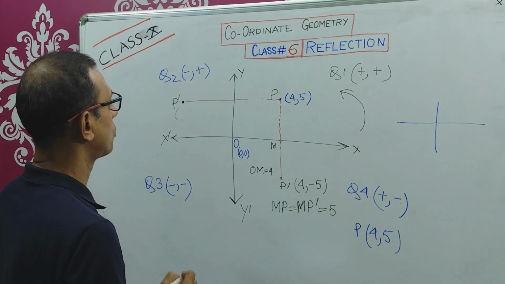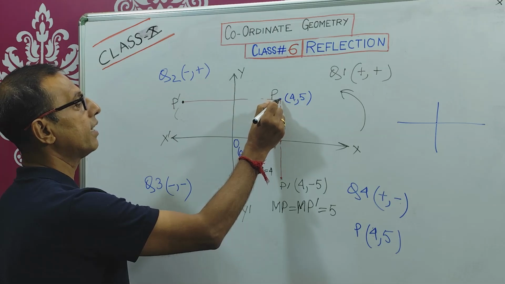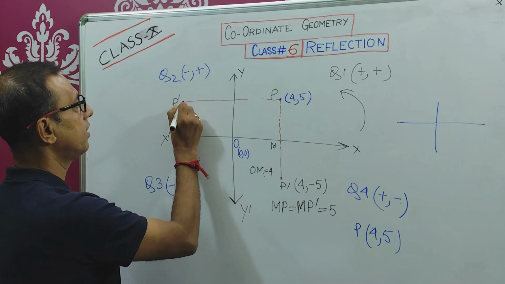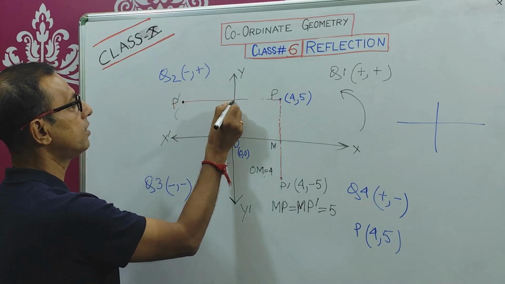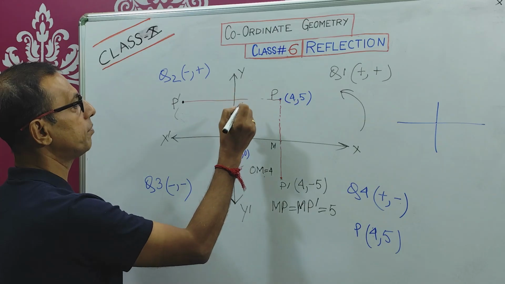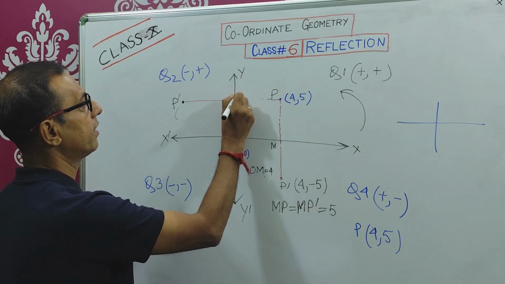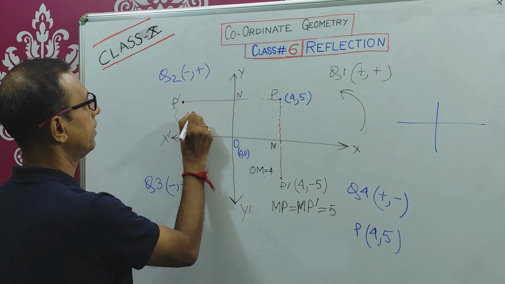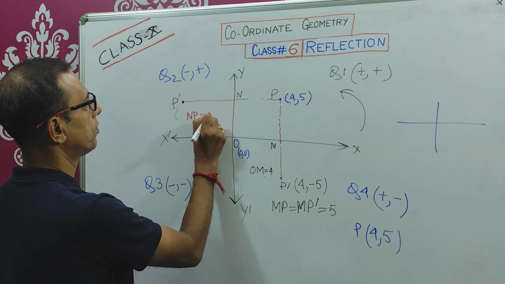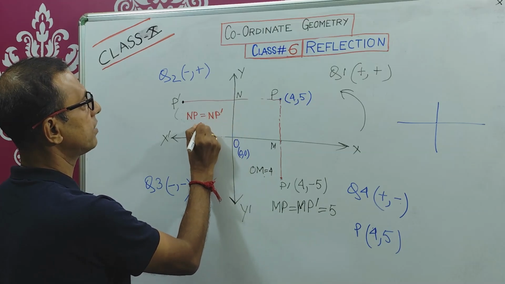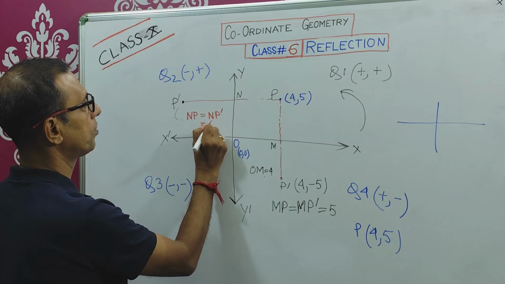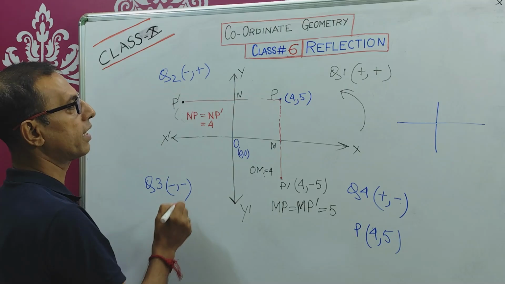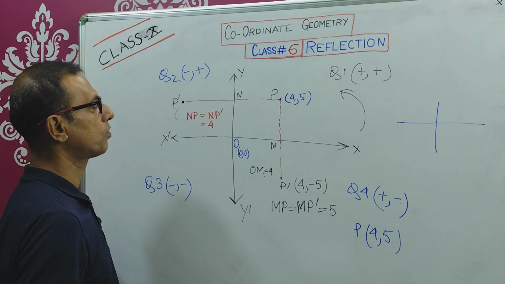Coordinate change means it is with respect to the sign when it is reflecting on the x or y axis. So the distance here on the x-axis, this OM, is 4. That means if you draw the perpendicular, this distance and this distance are the same. That means if it is, let's say, N, then NP equals NP dot, which equals 4, and the y-ordinate from the x-axis will also be 5.